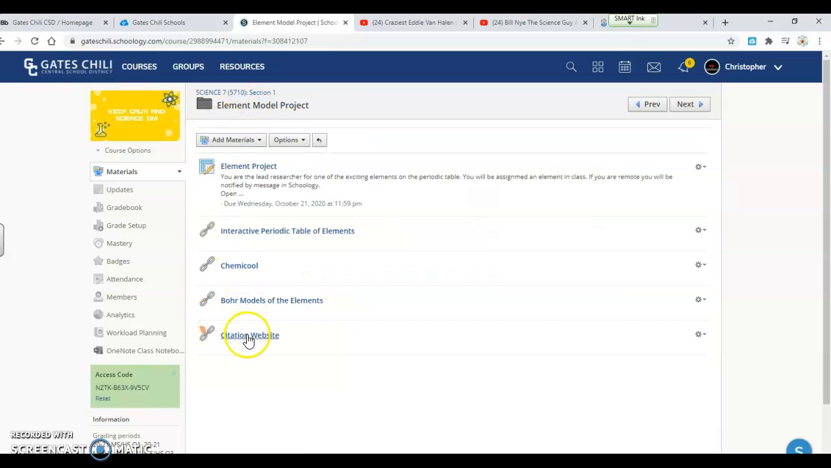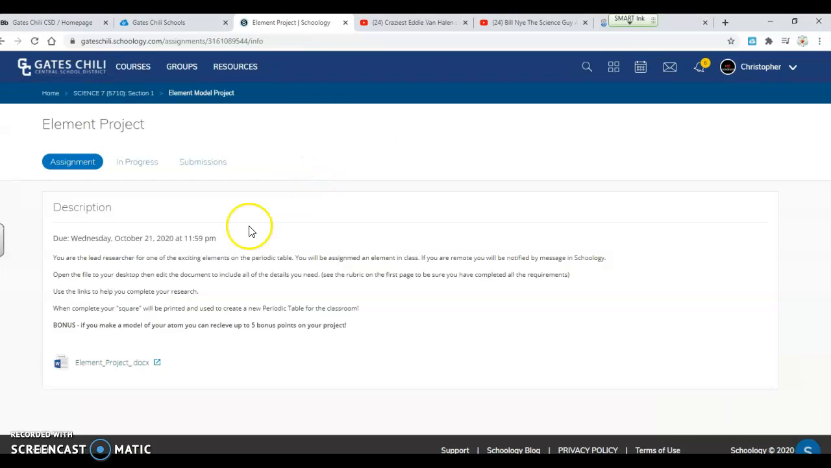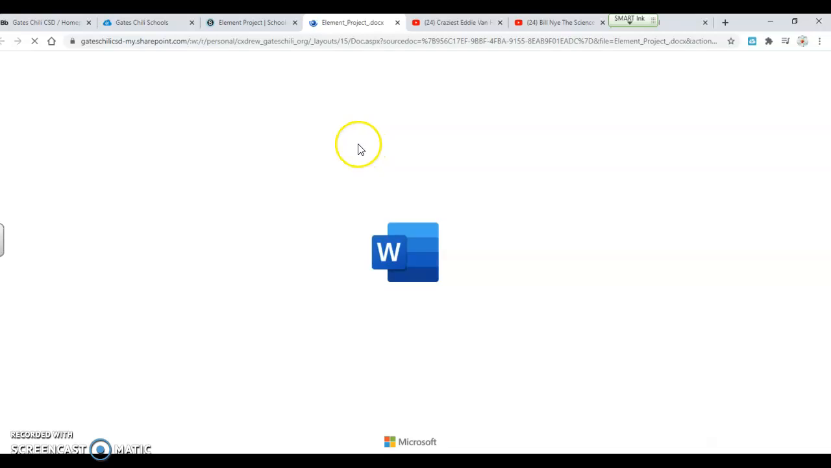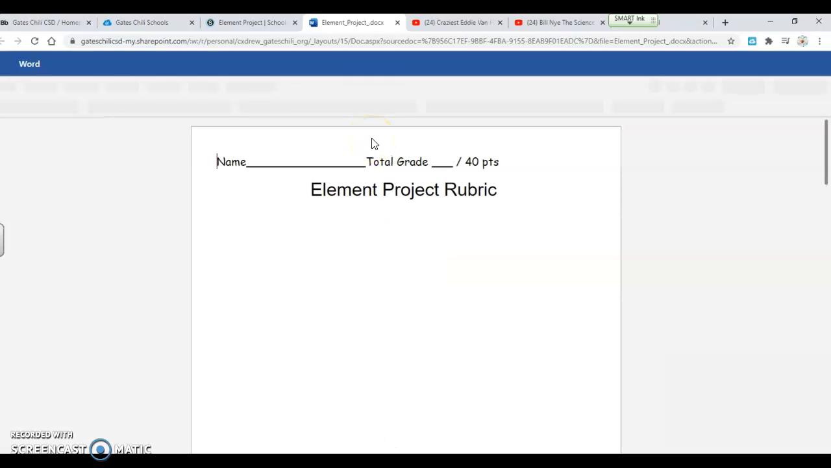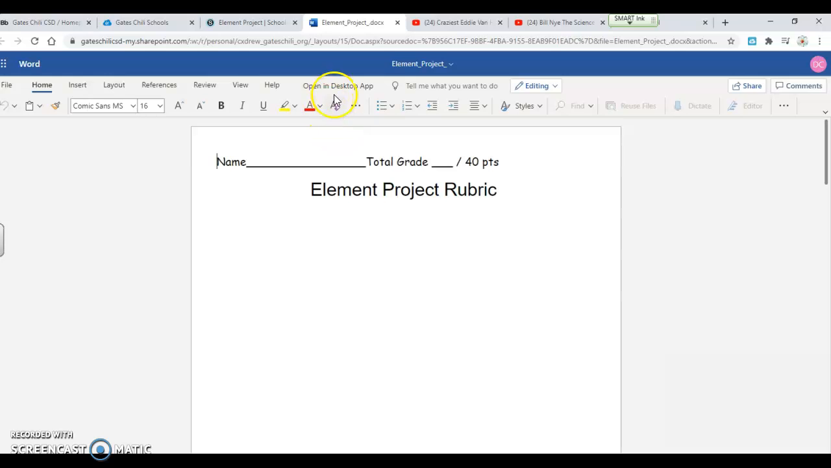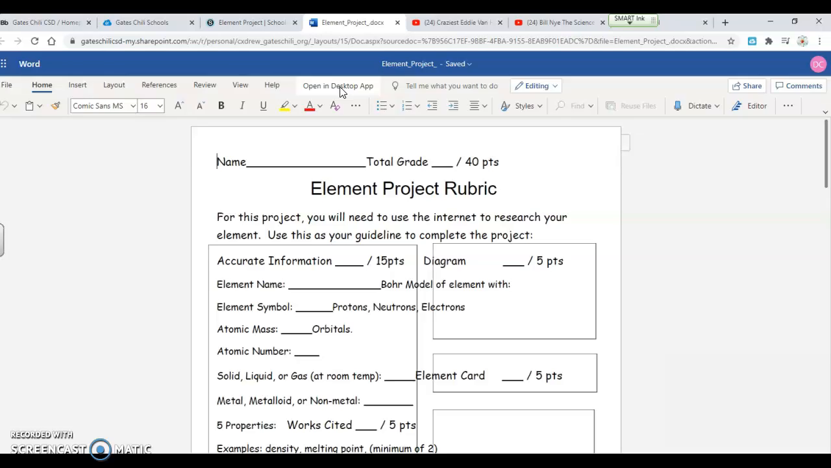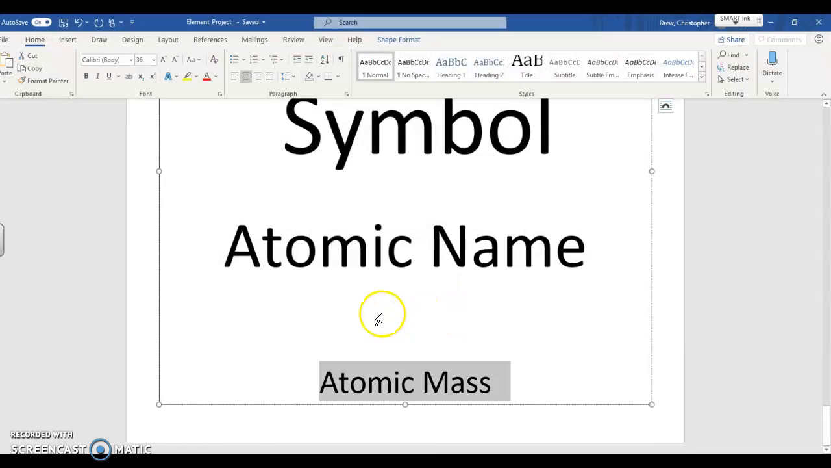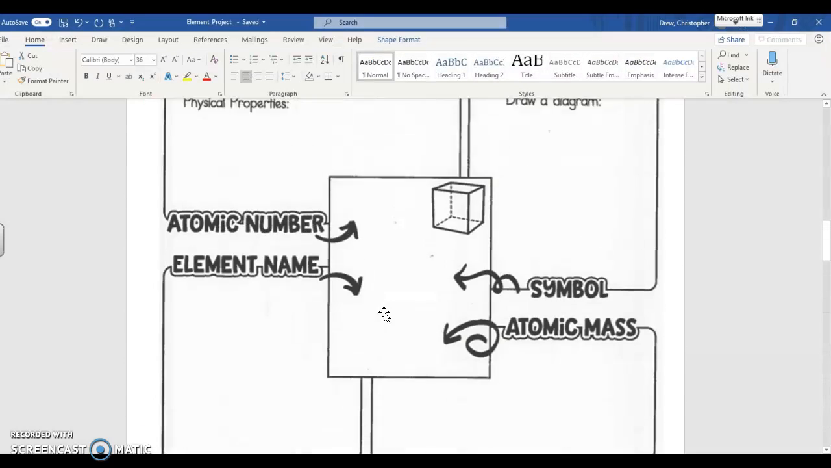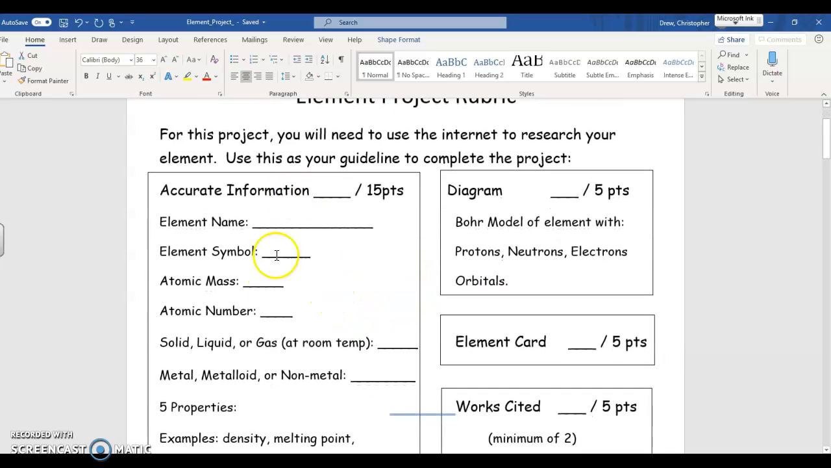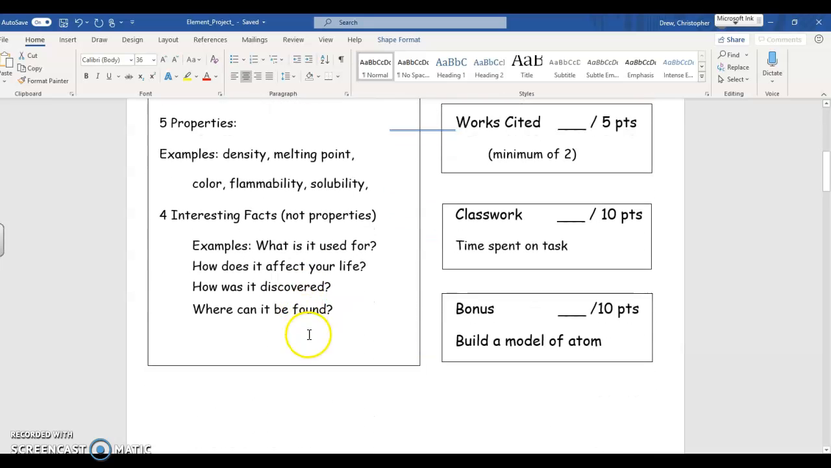To do citations, simply follow the directions here on this website. And when you're ready to complete your project, open this Word document. I'm going to open it in the desktop app for a neater version that I can actually write and draw on. Nothing to do in the template other than here, in the rubric I should say, other than make sure you've got the accurate information. Name, symbol, mass, number, and all of these other properties.